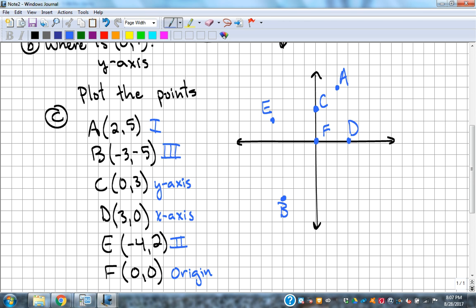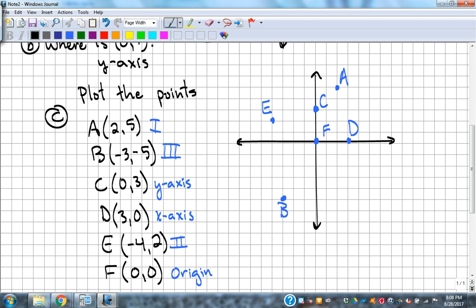Very important to know those things and be able to plot points, because this is the key to what we're doing next. Okay, is plotting those points. And if you can't plot points, you're going to have trouble with a lot of things that we're going to do, because we're going to have to graph several things throughout this course and 110.